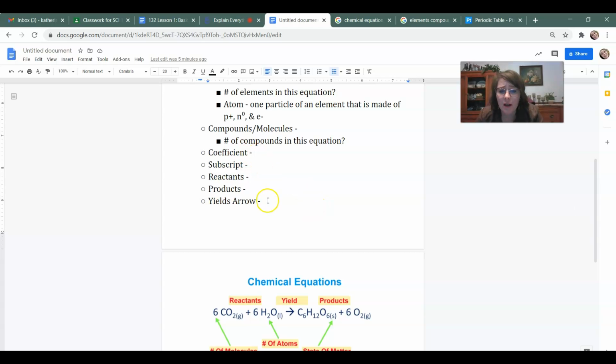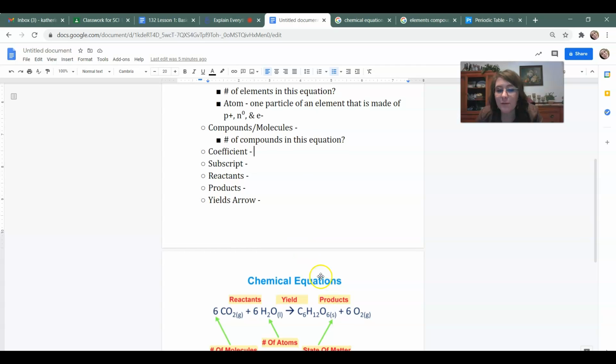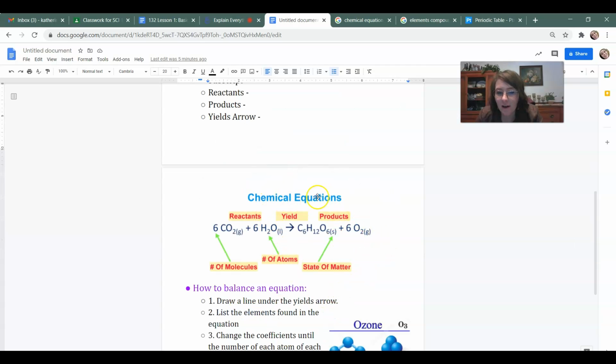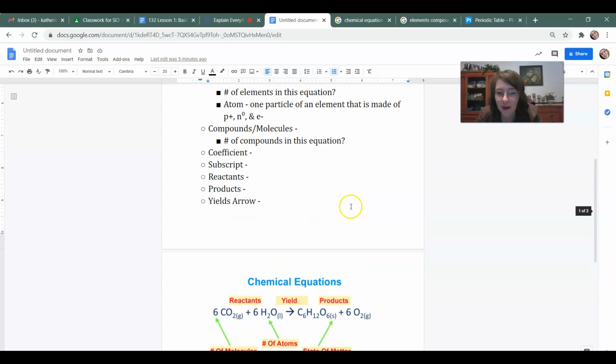So I'm going to kind of show you guys a little bit how to do that. Okay, coefficient. So I'm sorry, this is annoying, but we have to do this way. So what you're going to need to do is you're going to write down coefficient right here, and then I'm going to go over and I'm going to show you what all of these are. So if you can fit this model, this picture on the same page as these definitions, then you can draw arrows to them, and that's what I would do. So coefficient, this is the big number before a molecule or compound.